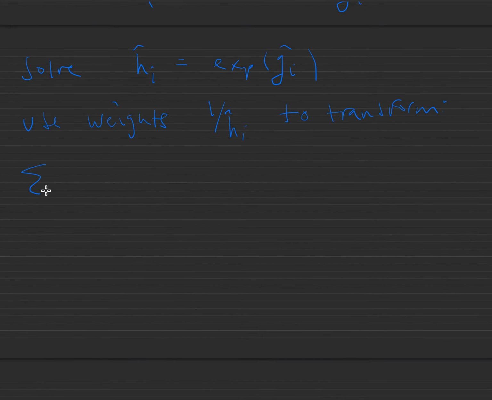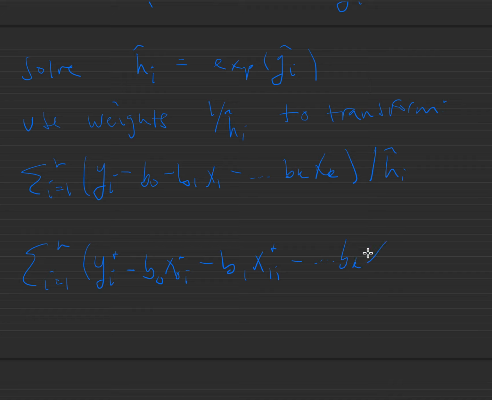So we have the sum from i equals 1 to n of yi minus b0 minus b1 x1 all the way through bk xk, over hi hat, and this is transformed into the sum from i equals 1 to n of yi star minus b0 x0i star minus b1 x1i star minus all the way through bk xki star, in the same way that we discussed before.